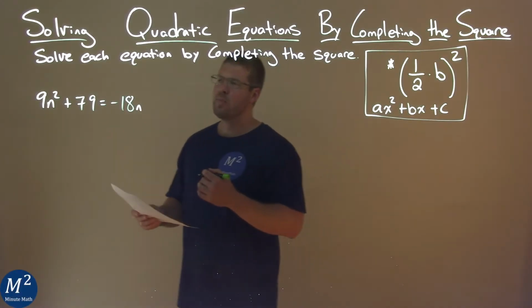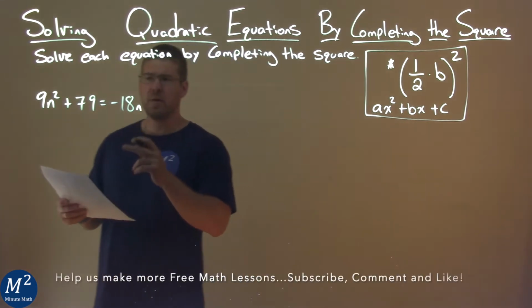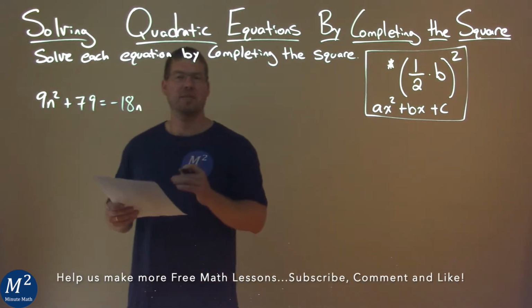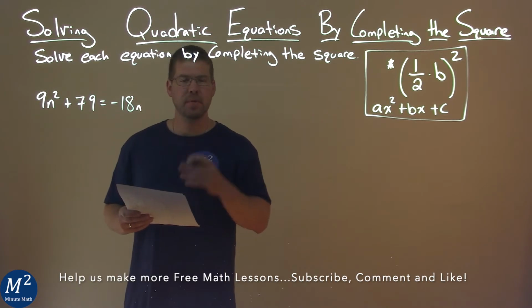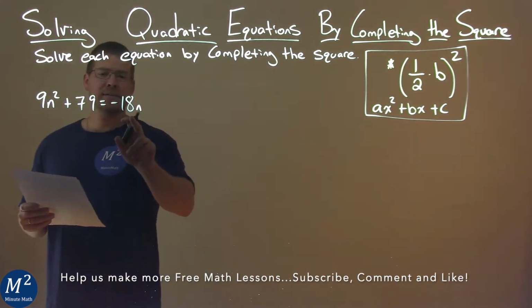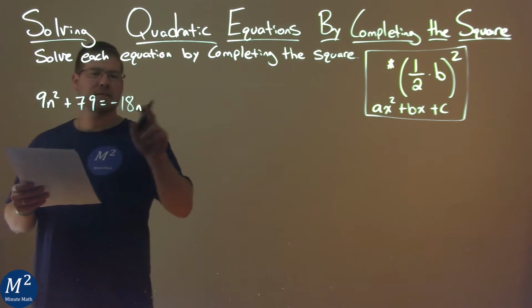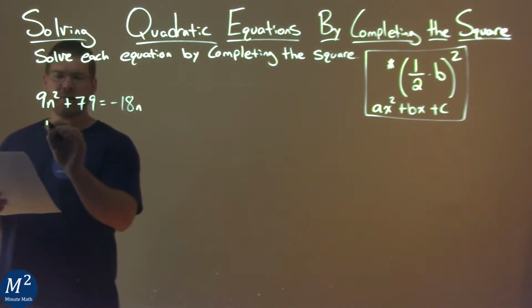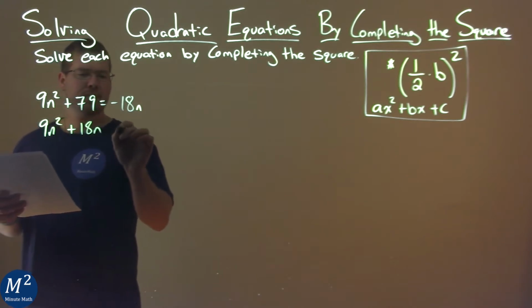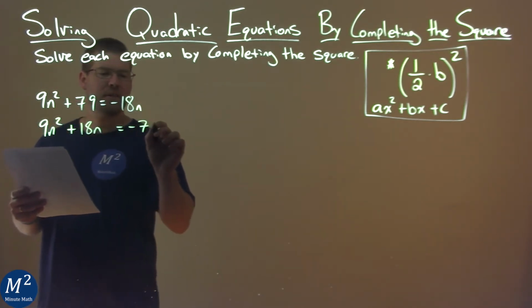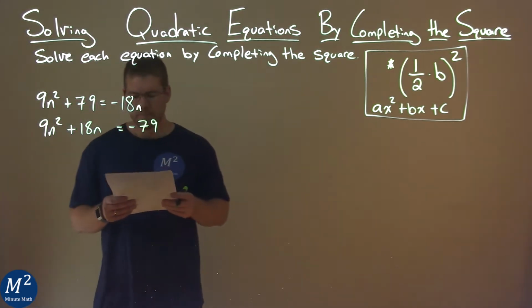We're given this problem right here. 9n squared plus 79 equals a negative 18n, and we need to solve this by completing the square. First step is I'm going to add an 18n to both sides and subtract a 79 from both sides. So I have a 9n squared. Now we have a positive 18n on the left, and that's equal to a negative 79 on the right.